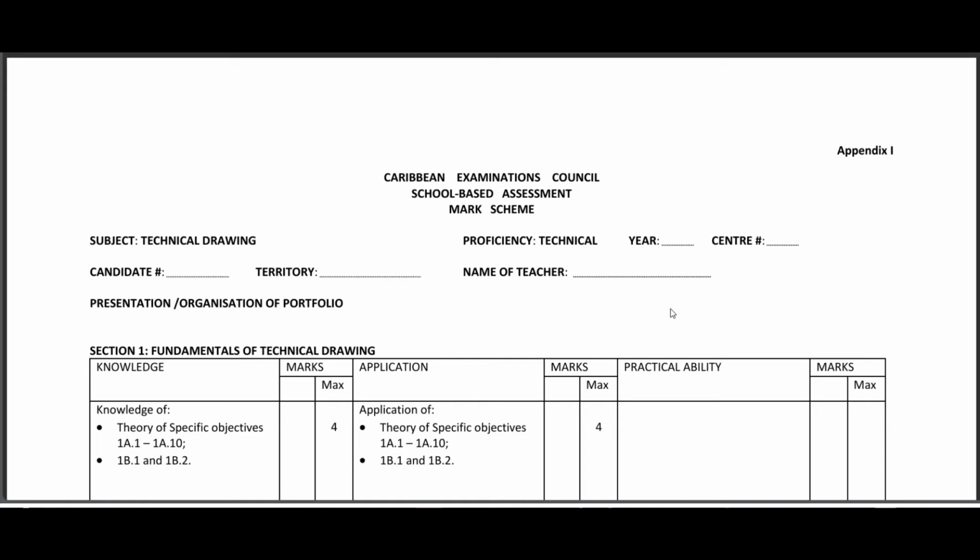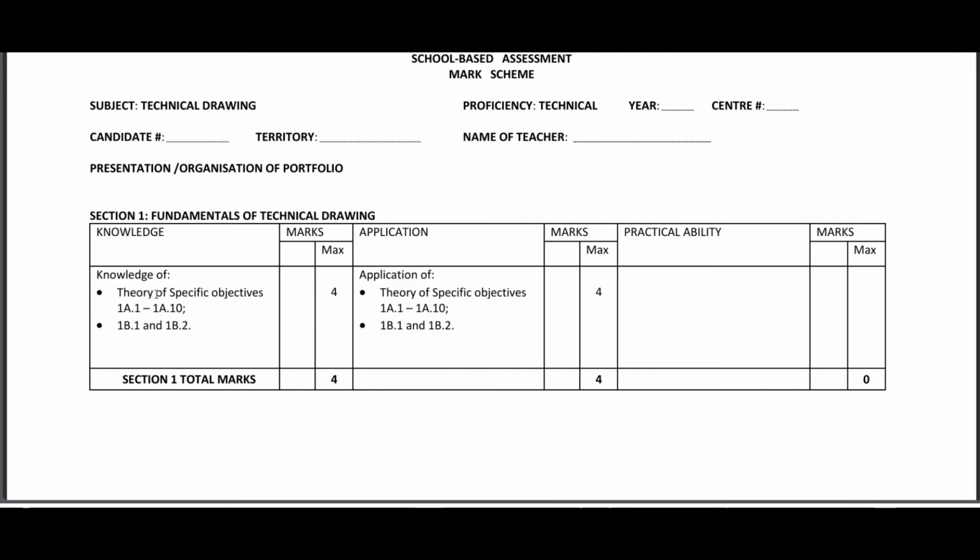Now again, I'll link the SBA specific objectives 1A1 to 1A10. So anything or any one of those objectives from 1 to 10, as well as 1B1 and 1B2. Once you complete those, there's no reason why you shouldn't get your 8 marks.